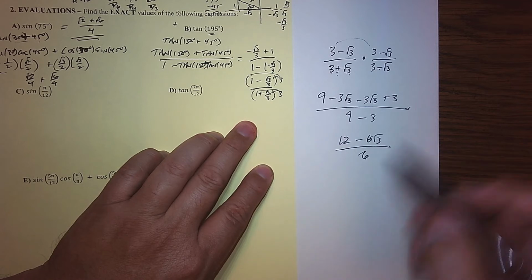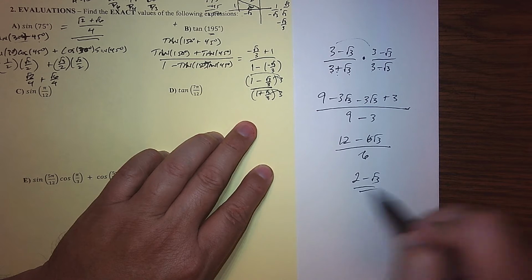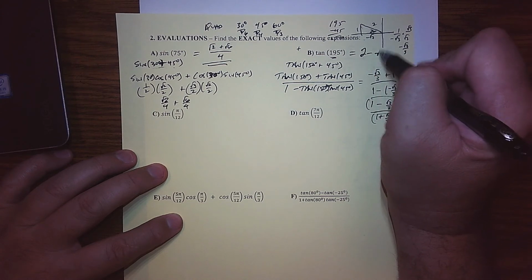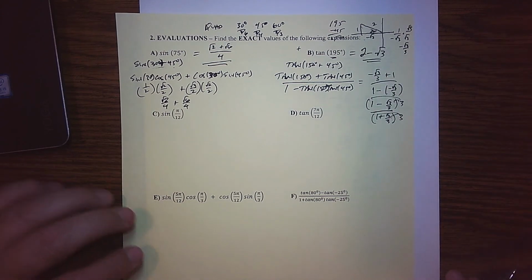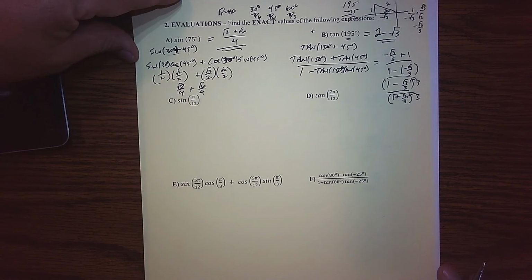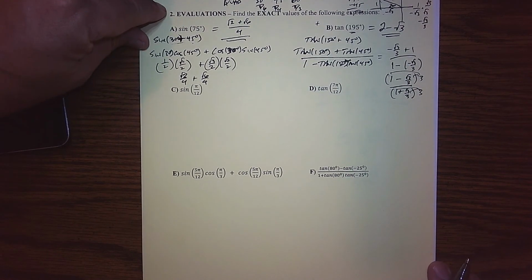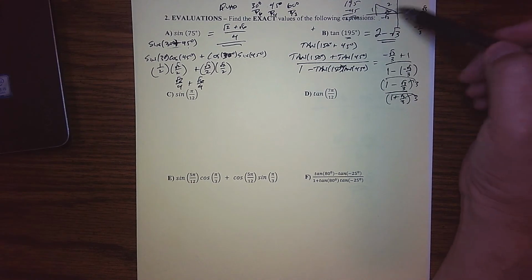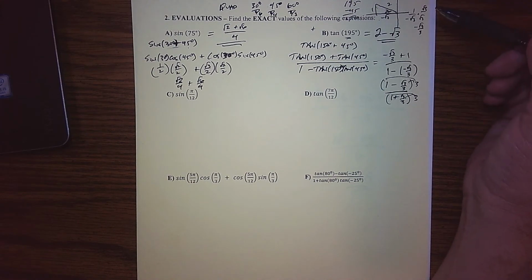And if we do some dividing out, we have 2 minus the square root of 3. So after all that work, the tangent of 195, its exact value is 2 minus the square root of 3. So we've got that exact value all ironed out, and maybe a little bit of review of our right triangle to help me get that done.